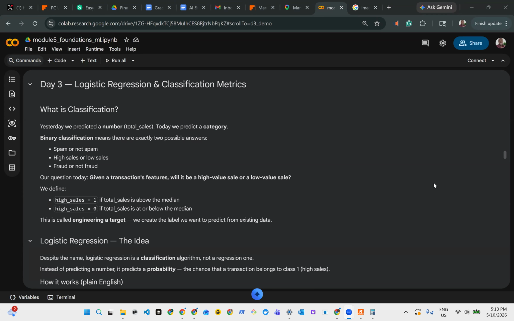Welcome to day three of the lesson Foundation to Machine Learning. Today we're going to talk about logistic regression and classification metrics. What is classification? We all understand what classification means. Classification is putting things into categories or buckets.